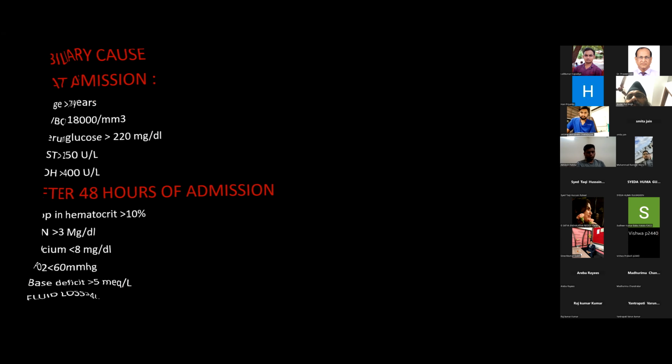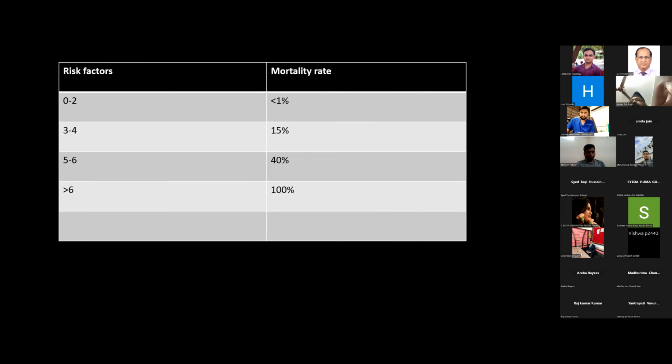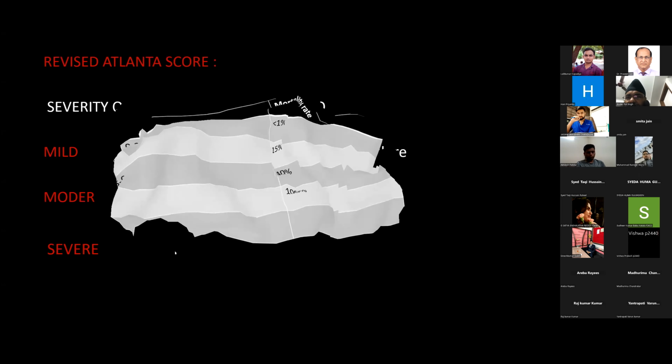Based on this, if the score is 0 to 2, the mortality rate is less than 1%. If the score is 3 to 4, it is 15%. If the score is 5 to 6, the mortality rate is 40%. And if the score is more than 6, the mortality rate is 100%. So based on this, we diagnose the severity of the patient.